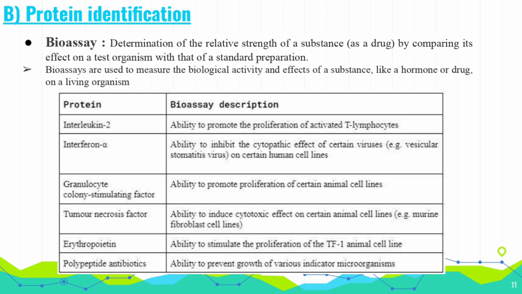Then granulocyte colony stimulating factor has the ability to promote the proliferation of certain animal cell lines. Then tumor necrosis factor has the ability to induce a cytotoxic effect on certain animal cell lines, for example a murine fibroblast cell line. Then erythropoietin has the ability to stimulate the proliferation of the TF1 animal cell line. Then polypeptide antibodies have the ability to prevent the growth of various indicator microorganisms. So this is our third method, bioassay, in protein identification.